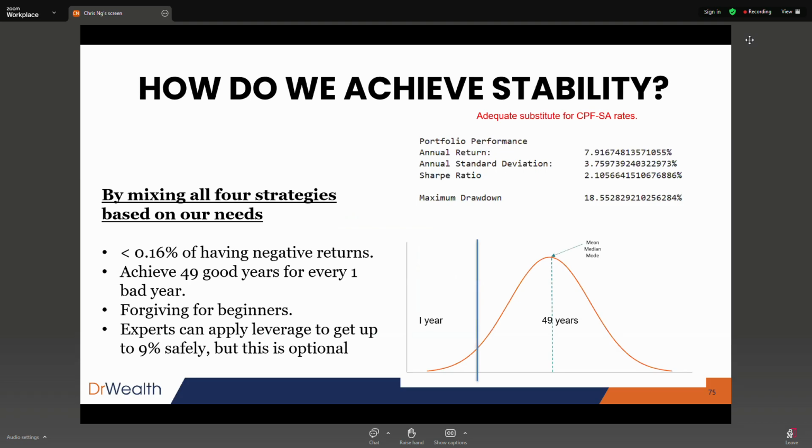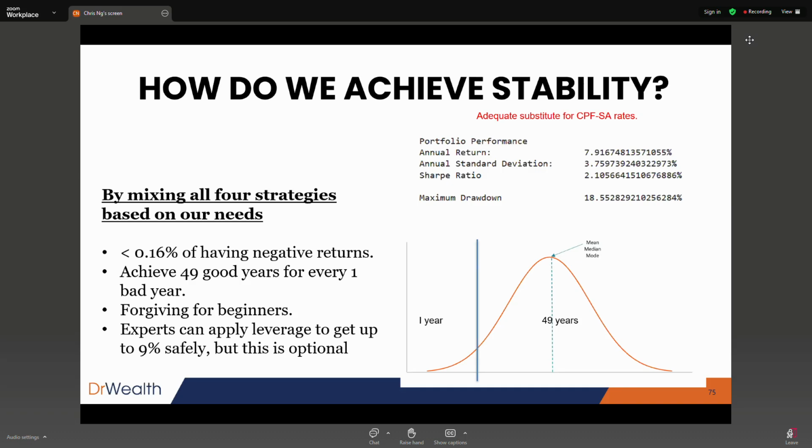So bottom line is, what does it mean when we have an all-weather portfolio? It means that we have a system to mix these 4 strategies together based on our needs. And while the numbers are not particularly impressive, the return is about 8%. What I want you to emphasize is a standard deviation of 3.75%, which is very, very low. And you can achieve a Sharpe ratio above 2. Now, you also halve the drawdown. From about 35%, you halve it to 18%.